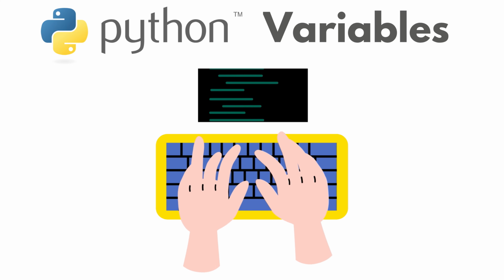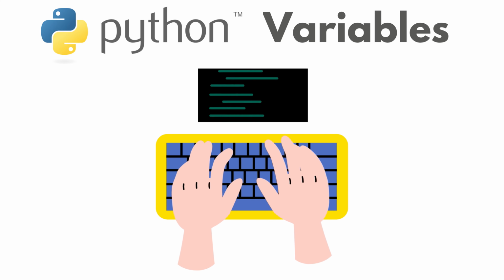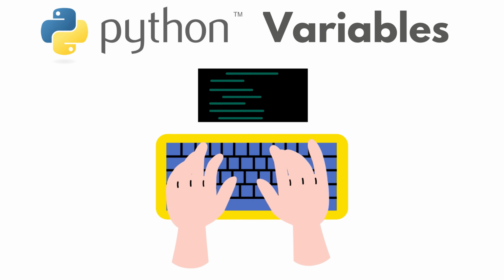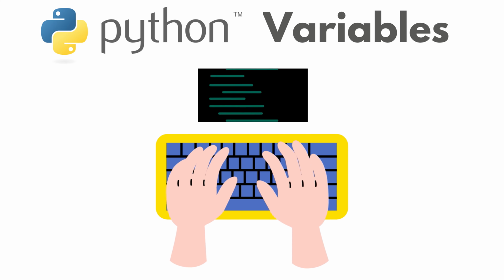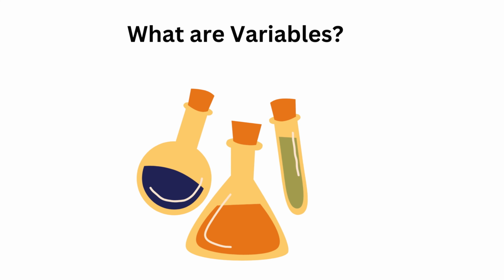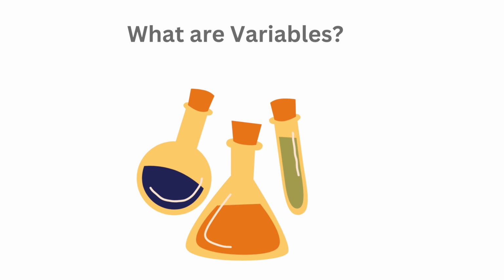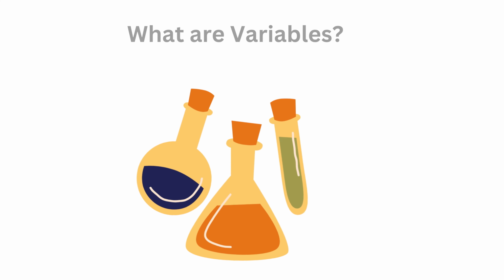Today, we'll dive into an essential concept in Python programming, variables. In this quick guide, you'll learn what variables are, how to use them, and why they're so crucial in Python. So let's get started. In Python, a variable is like a container that holds a value. It's a way for us to give a name to a piece of data, such as a number, a string, or any other type of information we want to store and use later.